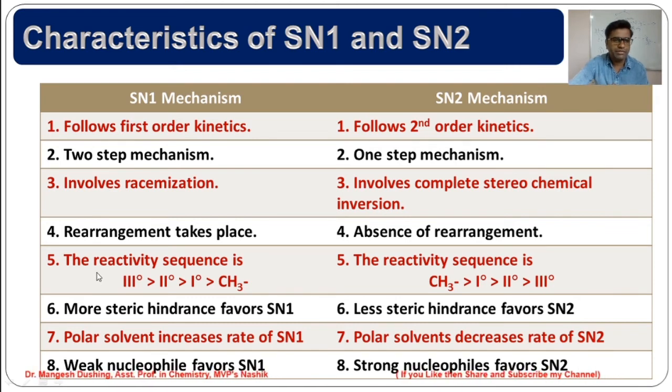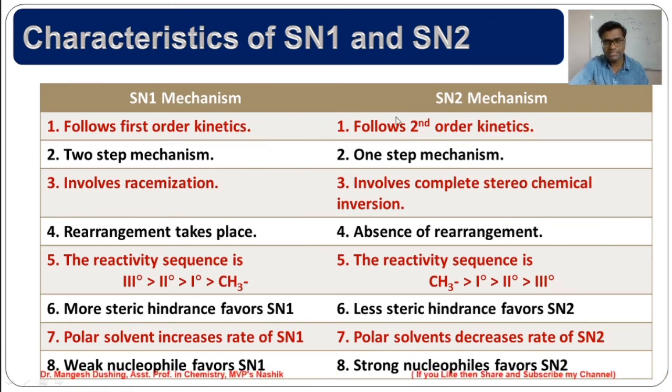In the case of the SN1 mechanism, the reactivity depends upon carbocation stability. As we know that tertiary carbocations are more stable, that's why the reactivity sequence in the case of SN1 is tertiary more than secondary, than primary, than methyl, because that involves carbocation stability. So according to carbocation stability, the rate of reaction decreases from tertiary to secondary to primary to methyl.